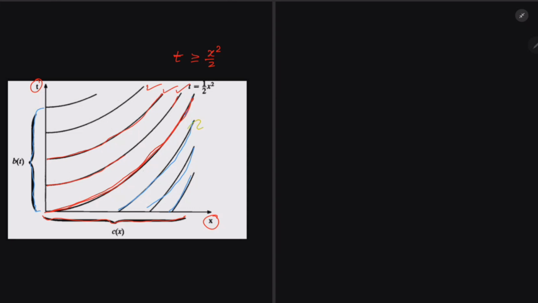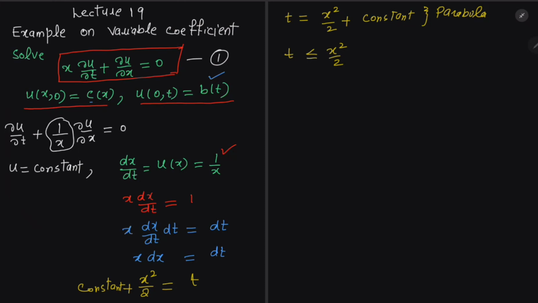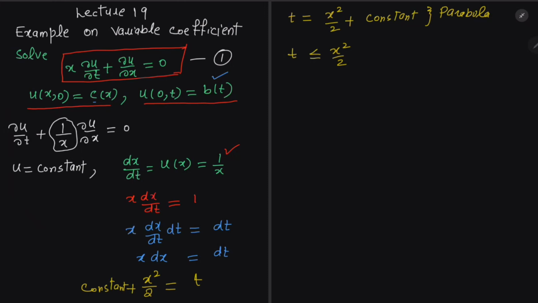Similarly, when t is less than x squared by 2, in that case, we have all these characteristics, this one and this one, which are all passing through the x-axis. And you know that on the x-axis, t is 0, and on the t-axis, x is 0. So we discuss the situation over here.